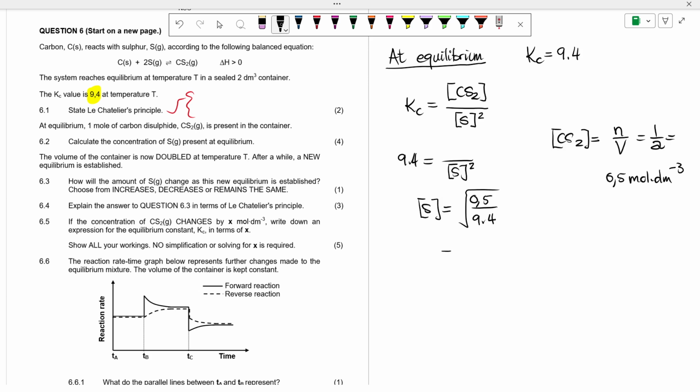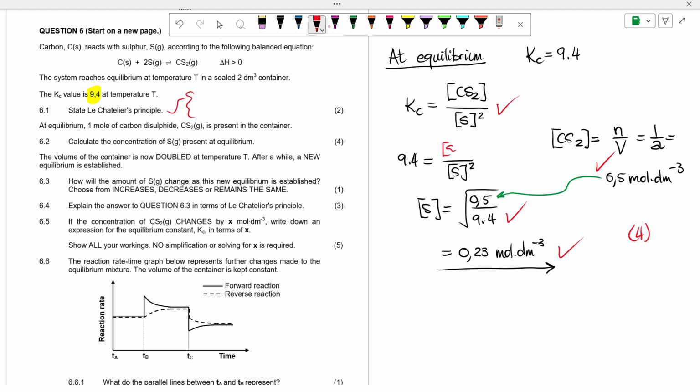Then what is the answer that we get? 0.23. The units are mole per decimeter cubed. There it is, simple. It is 4 marks, so I presume they'll give a mark for the concentration of CS2, then a mark for the equation for Kc, the substitution, and the final mark. So 4 marks in total for this.